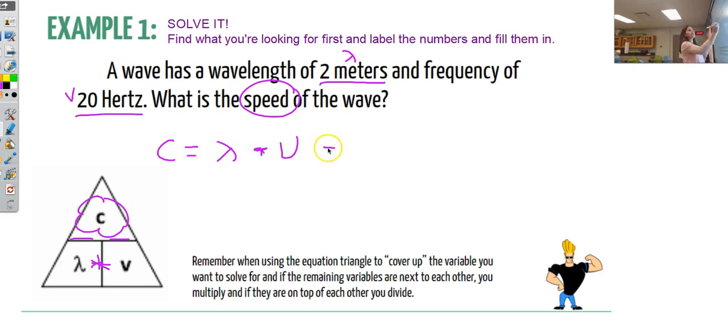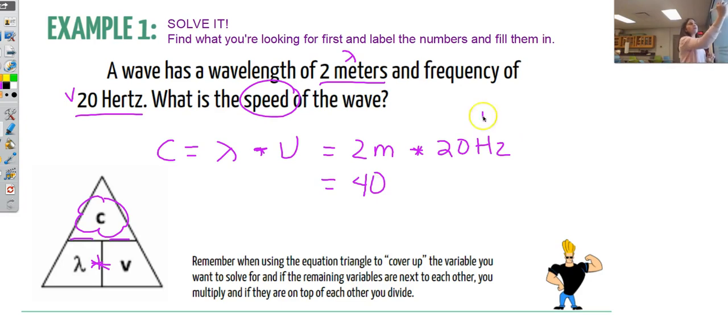I know my lambda is equal to 2 meters. And I know my nu is equal to 20 hertz, so I'm going to multiply by 20 Hz. And we know that you would do it in your calculator, but we know that 2 times 20 is equal to 40. Now the units are going to be funny, okay, because hertz are actually 1/seconds. That's the same thing as a hertz. So we're not getting 20 meter hertz or 40 meter hertz. We're getting 40 meters per second, and that's the unit of speed. Okay, so that would be your answer for that one.